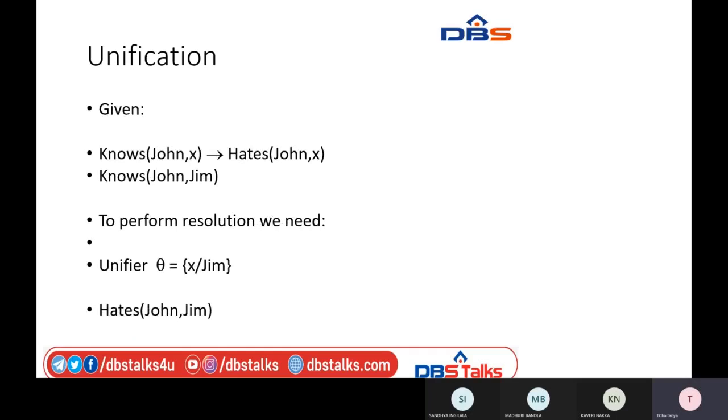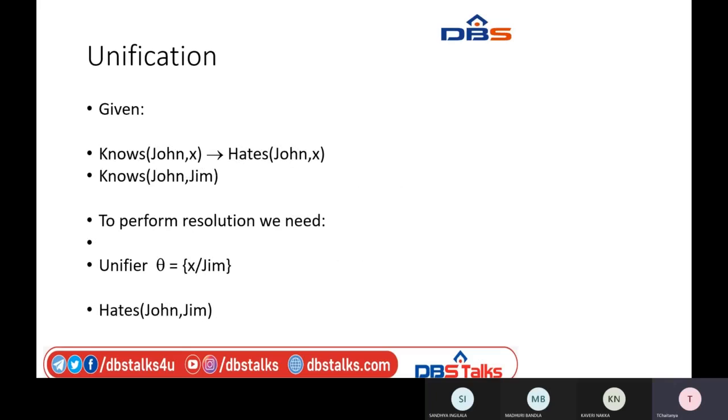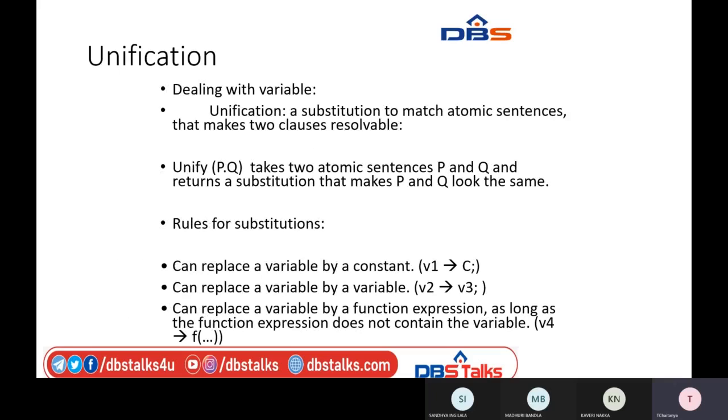Once again, just recalling: unification is the substitution of atomic sentences which makes two clauses resolvable. So they will give the two clauses, and these two clauses will be resolvable by substituting any one of the sentences. That is called unification. For the unification replacements, we can replace the variable by a constant, we can replace the variable by a variable, and we can replace the variable by any function. These are the possible replacements for variables.